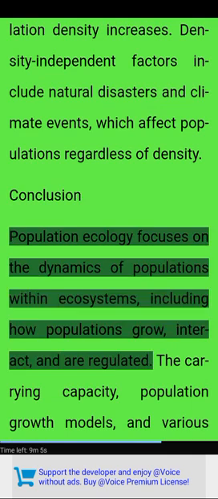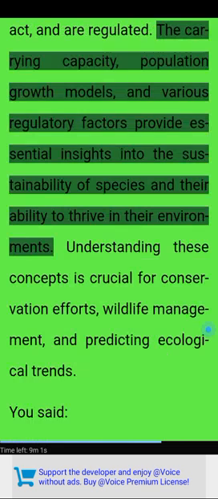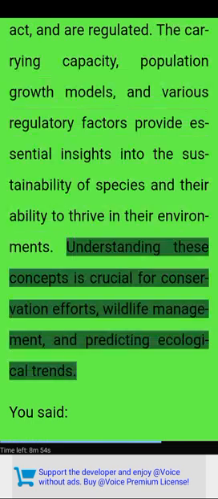Conclusion. Population ecology focuses on the dynamics of populations within ecosystems, including how populations grow, interact, and are regulated. The carrying capacity, population growth models, and various regulatory factors provide essential insights into the sustainability of species and their ability to thrive in their environments. Understanding these concepts is crucial for conservation efforts, wildlife management, and predicting ecological trends.